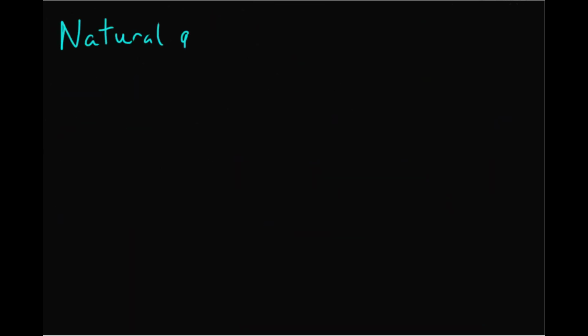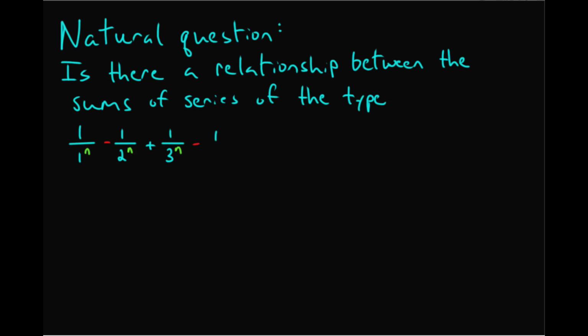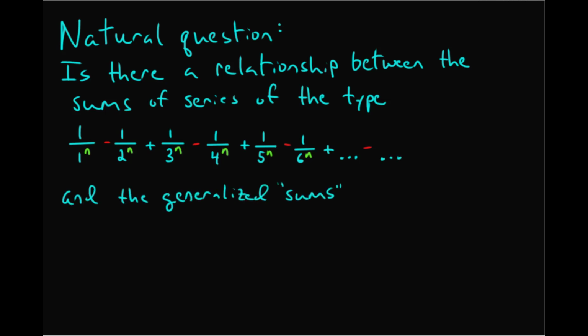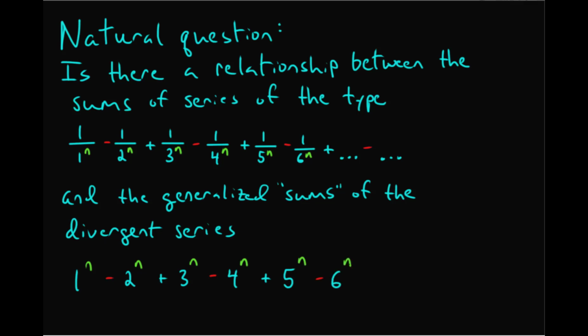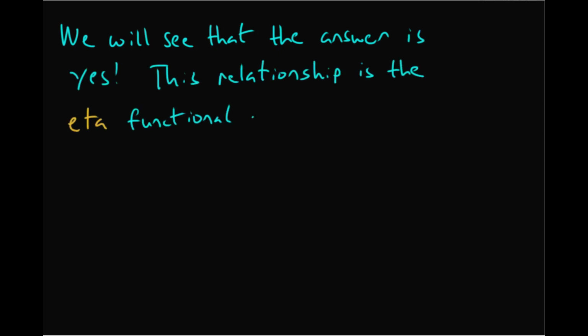So this leads us to a natural question. Is there some relationship between the sums of our series of the type 1 over 1 to the n minus 1 over 2 to the n plus 1 over 3 to the n minus 1 over 4 to the n plus 1 over 5 to the n minus 1 over 6 to the n plus ... minus ..., which of course is the eta function, and the generalized sums of the divergent series 1 to the n minus 2 to the n plus 3 to the n minus 4 to the n plus 5 to the n minus 6 to the n plus ... minus ...? And the answer to that question, amazingly, is yes. And this relationship is the Eta Functional Equation.